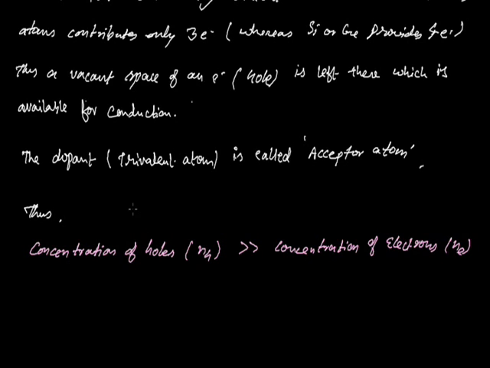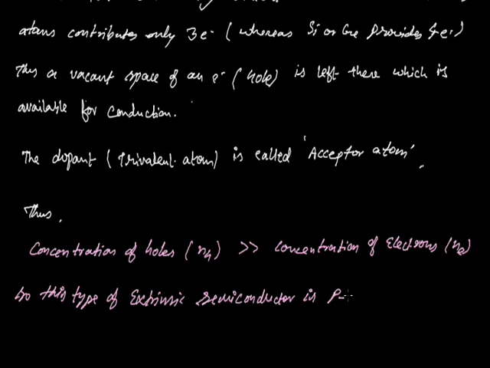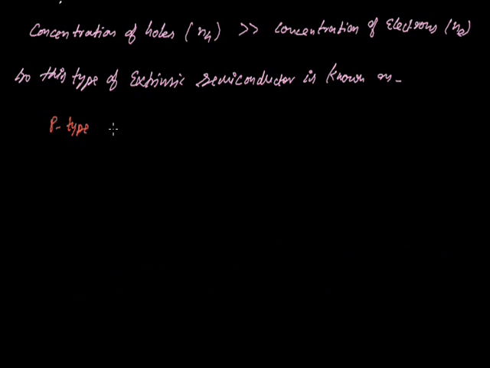That's why this type of impure semiconductor is known as p-type semiconductor. So this type of extrinsic semiconductor is known as p-type semiconductor.